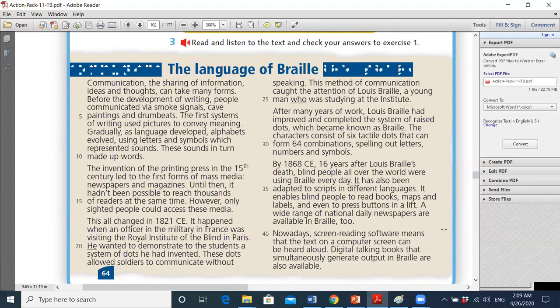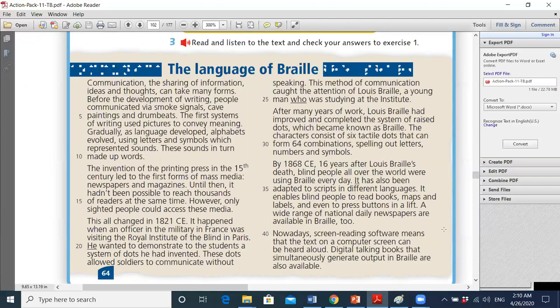Communication, the sharing of information, ideas, and thoughts, can take many forms. Before we move on to the explanation of meanings, let's look at this sentence. Where is the subject? Communication is the subject. Where is the verb? Can take is the verb. So actually the sentence says, communication can take many forms. So what is this part in between commas? The sharing of information, ideas, and thoughts. This is actually an appositive, or it is the definition of communication.